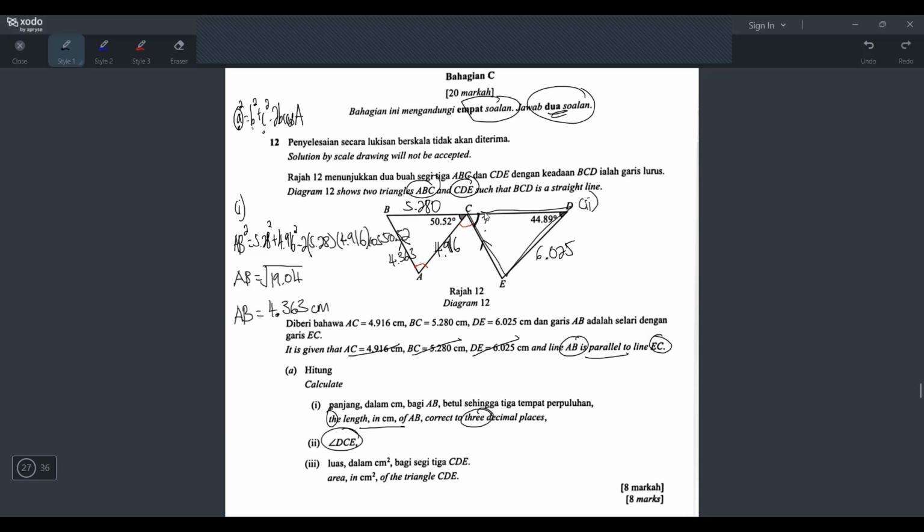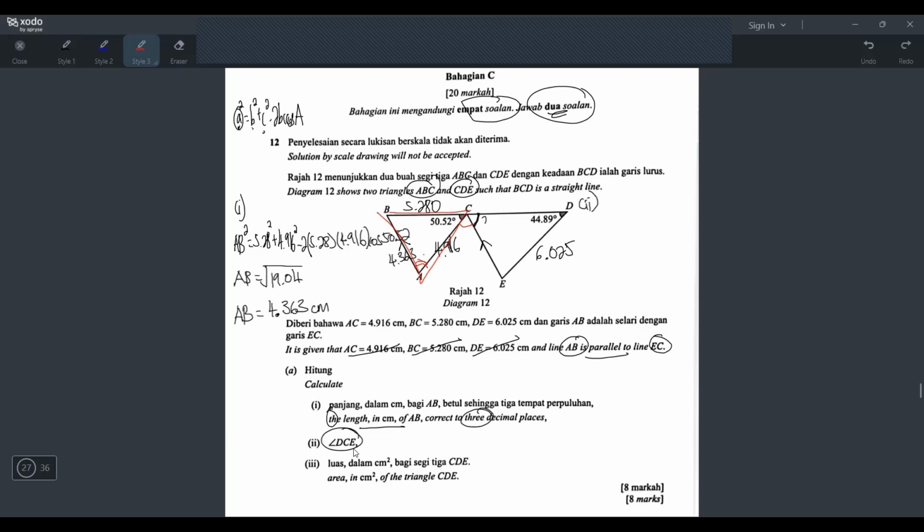Can we use this triangle? Cannot, because this triangle does not have enough information. So I think the only way is to use this triangle to find the red color angle. Because once you find the red color angle, you will know this angle, because I already said these two red color angles are the same, right? And then after you get this, you take 180 minus 50.52 minus the red color angle, and then you get the angle here. So that's the plan now. So how to use the other triangle, this triangle, to find this red color angle? That's my mission now, to find this angle.